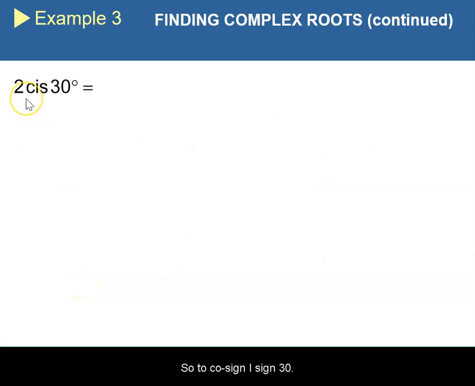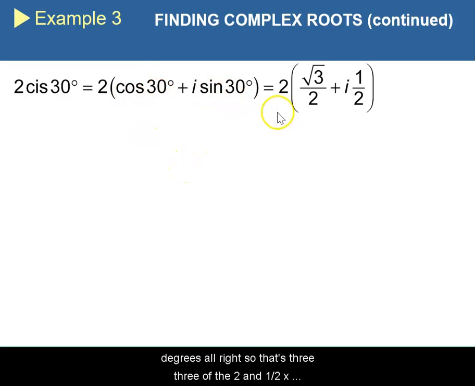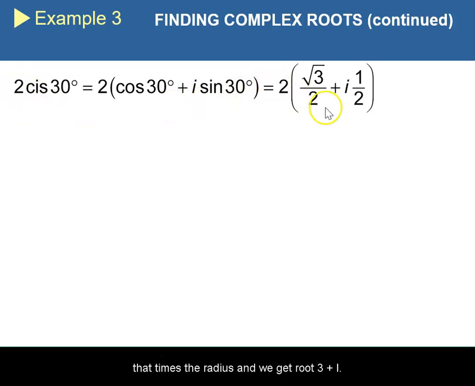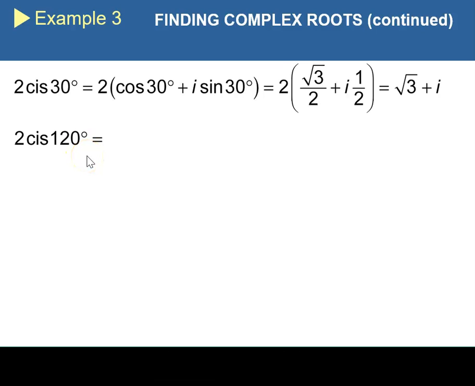So 2 cosine 30 plus i sine 30, right? Again, we're just looking at the special values, the cosine and sine values for 30 degrees. So that's root 3 over 2 and 1/2. Multiply that times the radius, and we get root 3 plus i, right?